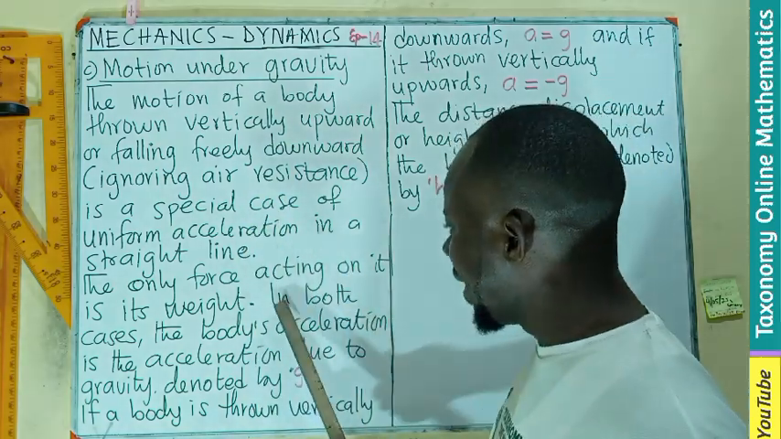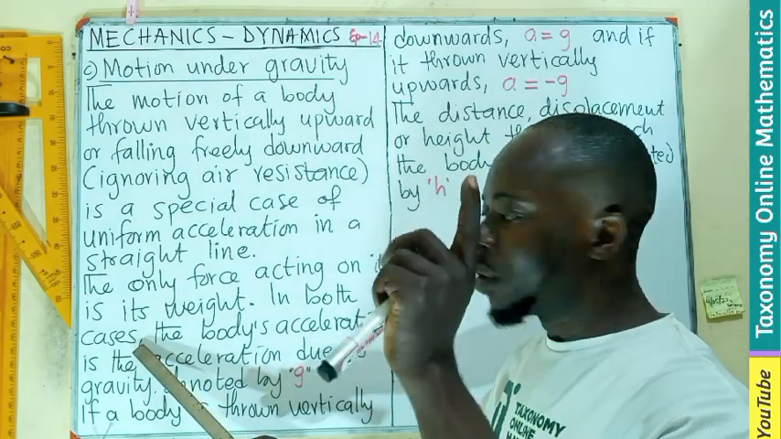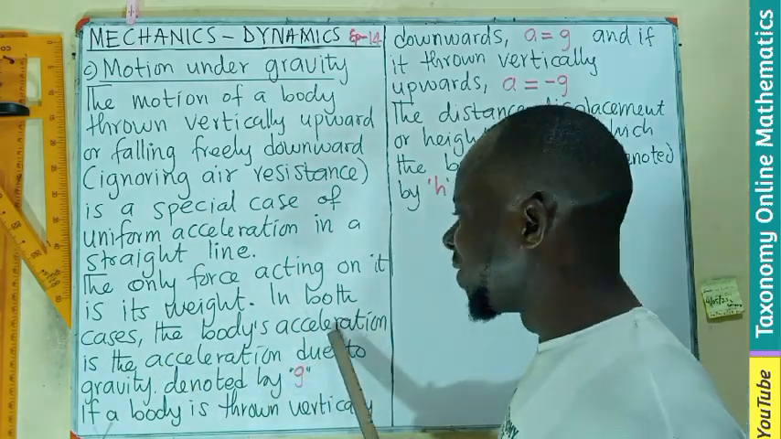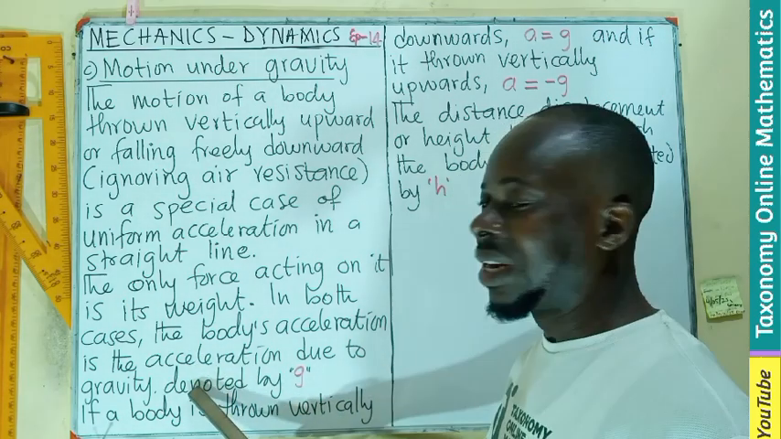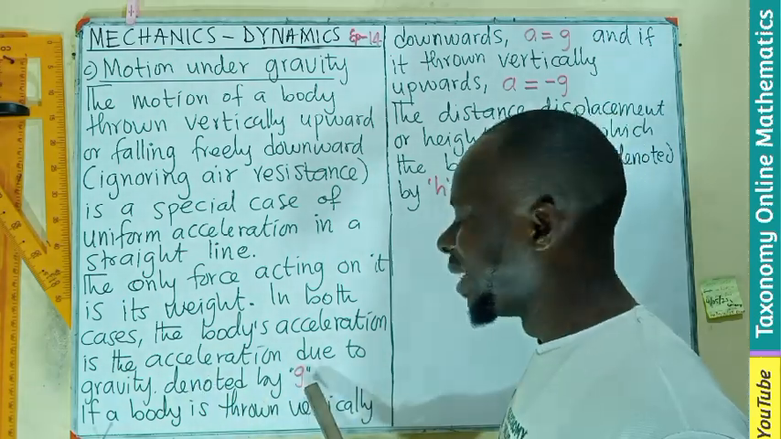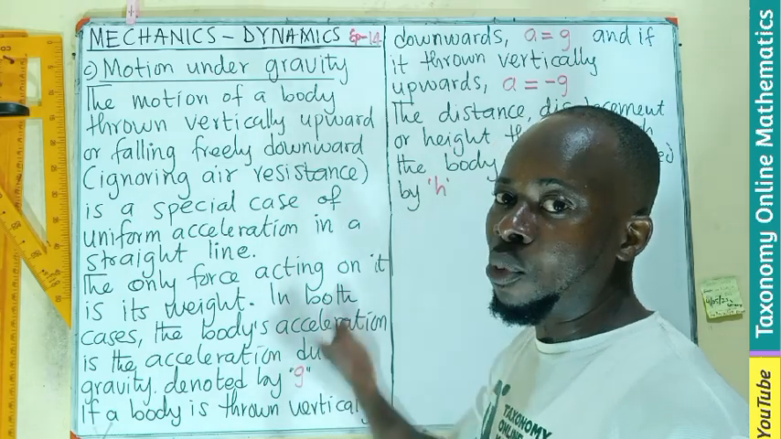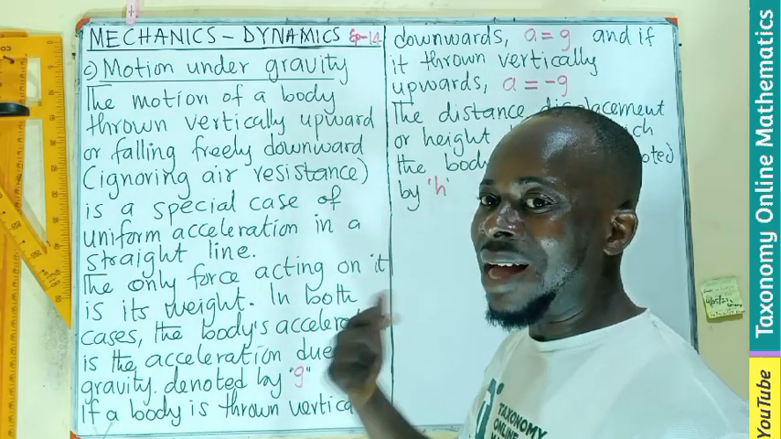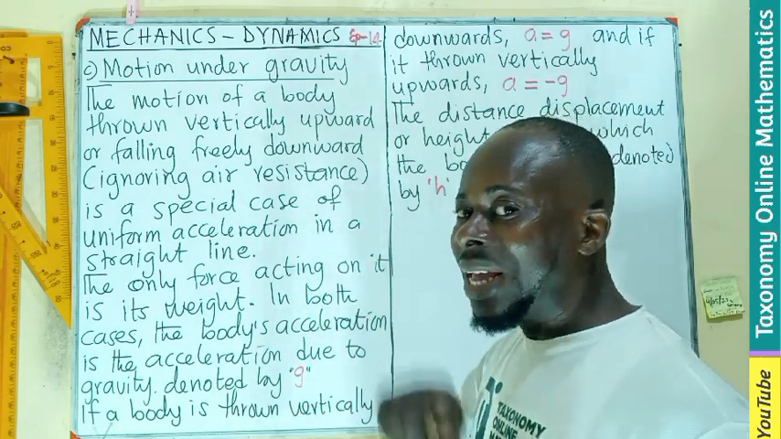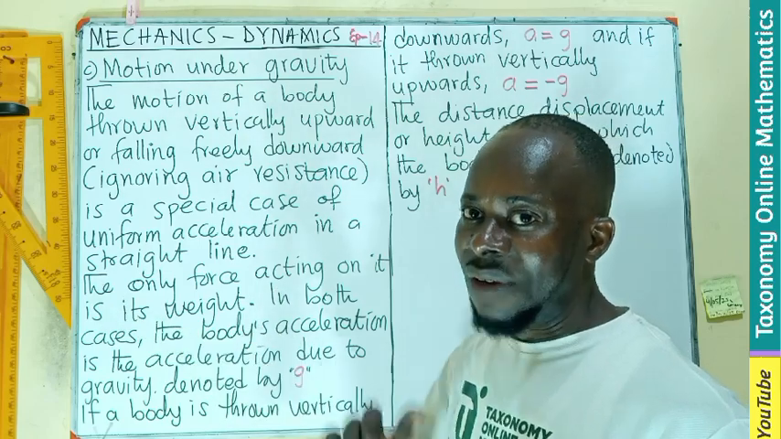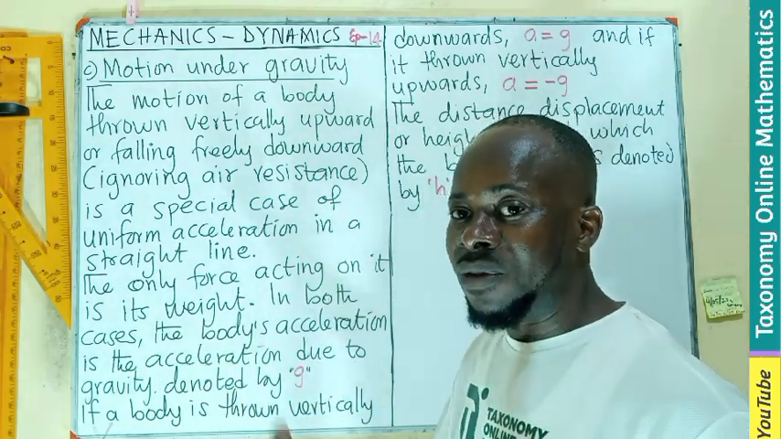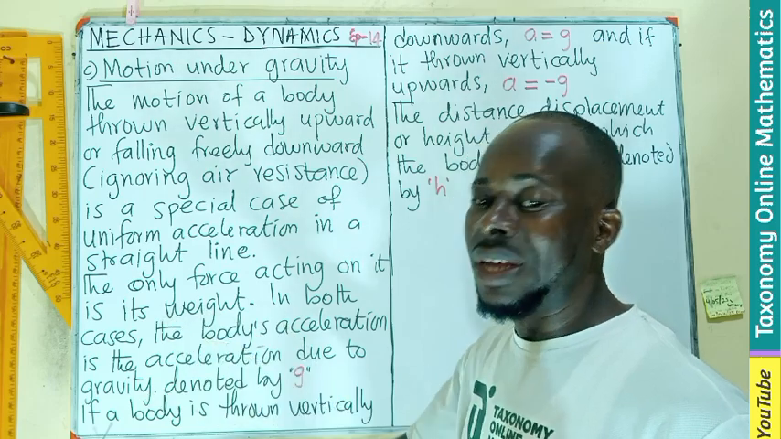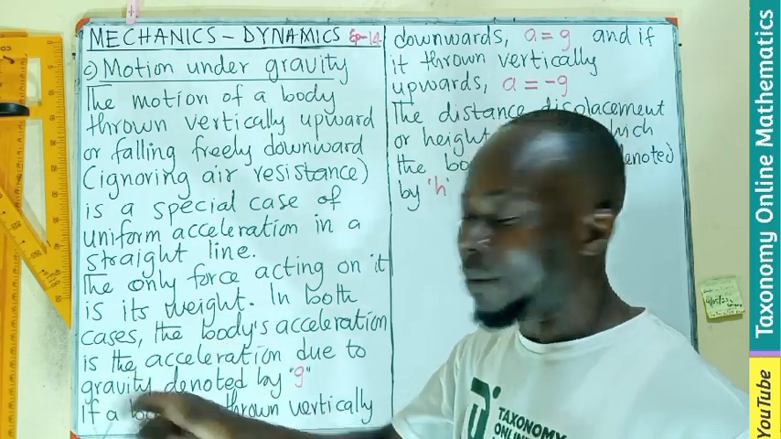Then in both cases, upward or downward, the body's acceleration is going to be the acceleration due to gravity, which is denoted by g. Whether it is upward movement or downward movement, the acceleration of that particle will be taken as the acceleration due to gravity, which is normally approximated from 9.8 meters per second squared to 10 meters per second squared.